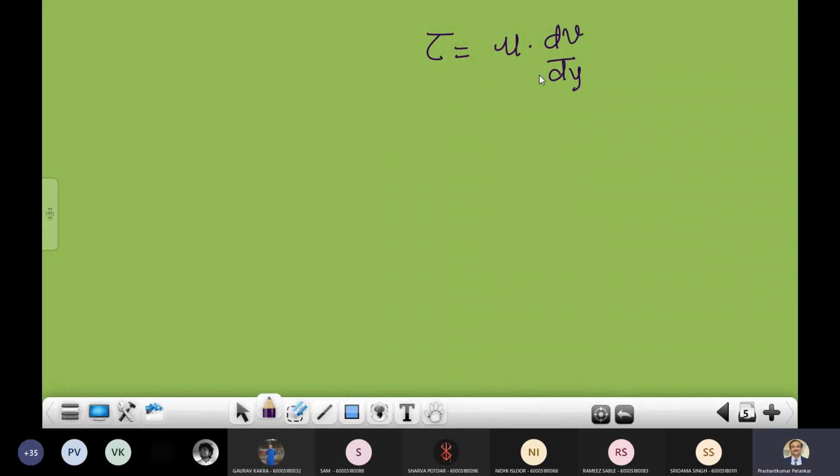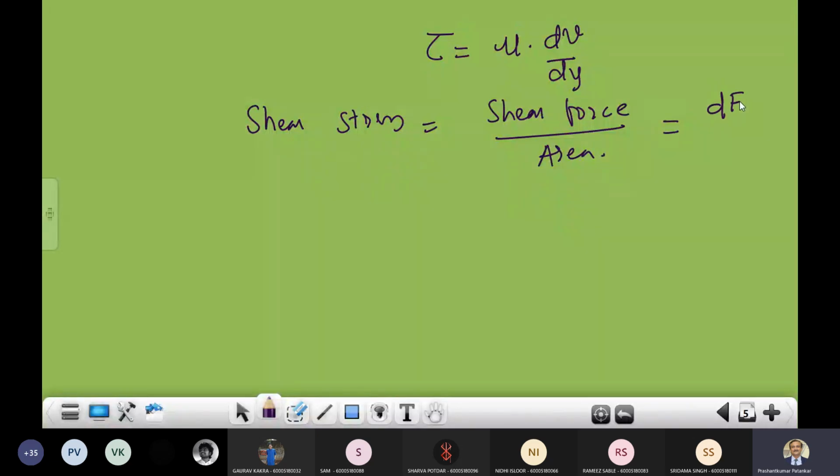You can also write it this way. In general, shear stress is equal to shear force per unit area. Am I right? As far as the shear force is concerned, suppose I denote the tangential force acting on one particular layer as df, and the area of the layer as A.